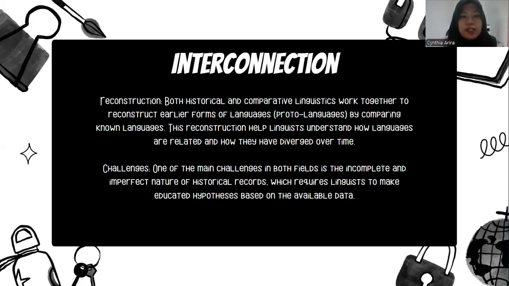Next are the challenges. One challenge is that we don't always have complete information about these older languages. So linguists have to make their best guesses based on what they know.